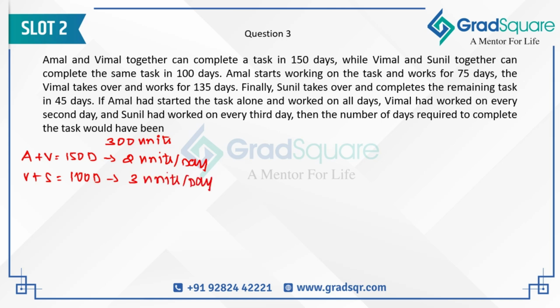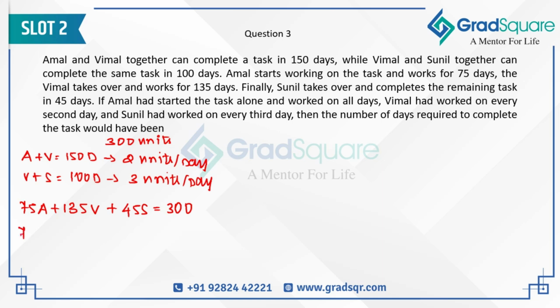Now Amal started the work and worked for 75 days. So 75 times A, and Vimal takes over and works for 135 days. So 135 V, and Sunil takes over and completes the remaining work in 45 days. So it is going to be 45S. Together they are completing the entire work, which should be equal to 300. So I'm going to modify this such that I can apply the efficiency of Amal and Vimal and Vimal and Sunil.